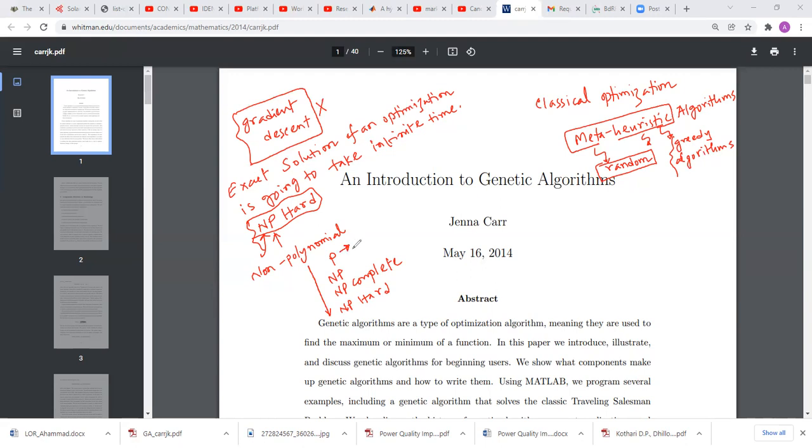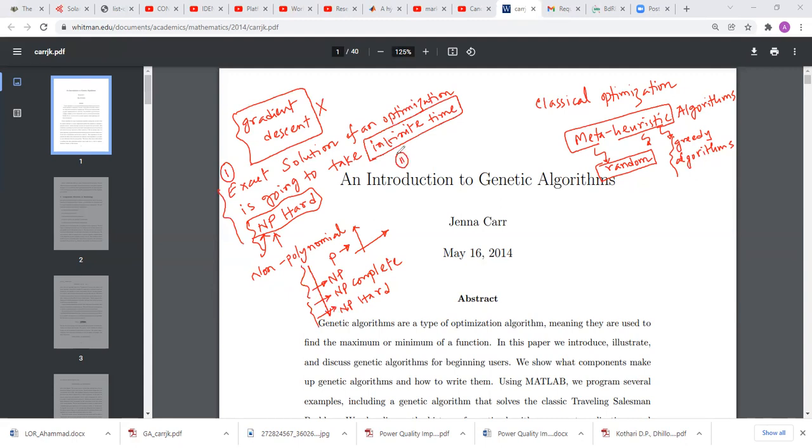P means it is polynomial in time, meaning if the number of variables increases for your optimization problem, the optimization solution could be obtained within a polynomial function of time. And this one is non-polynomial, so maybe exponential, and these are a little bit more complex than the first two. So if your problem is of such a category, the exact solution of an optimization is going to take enormous amount of time or computational effort.